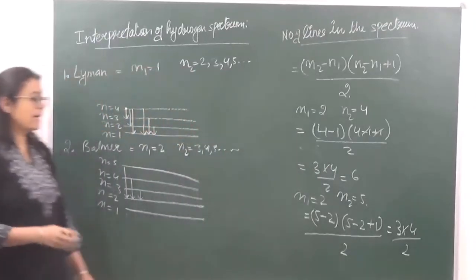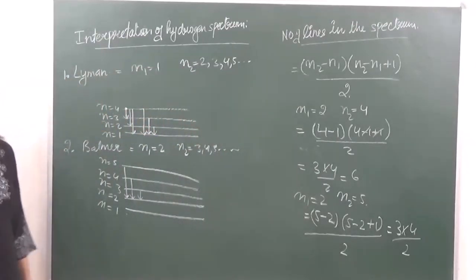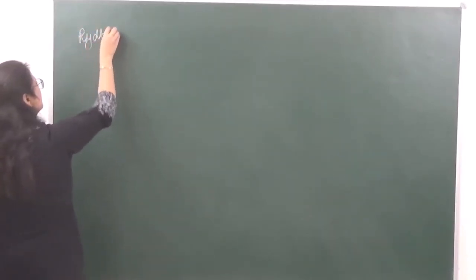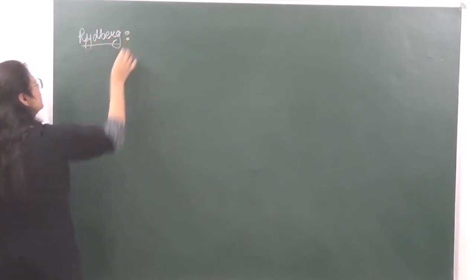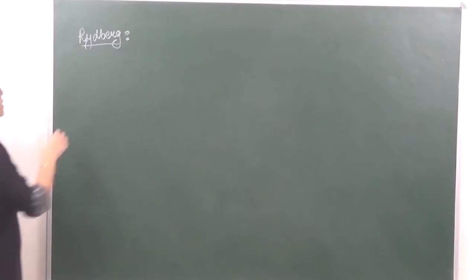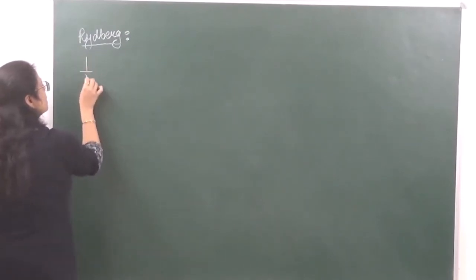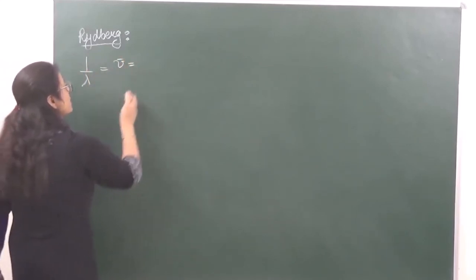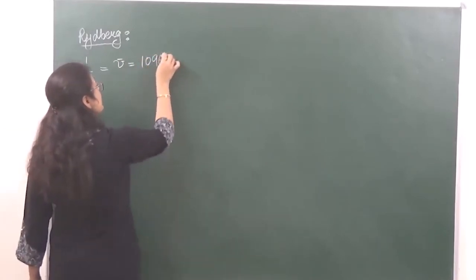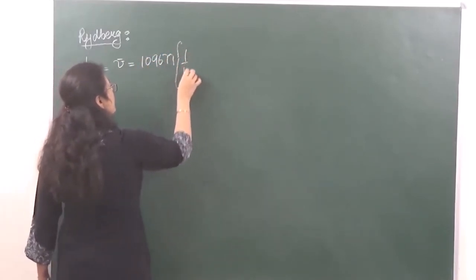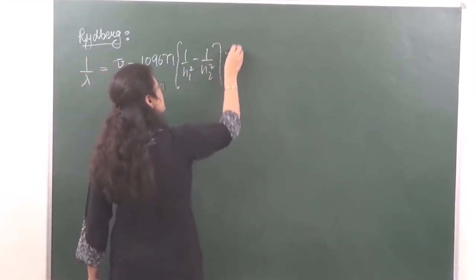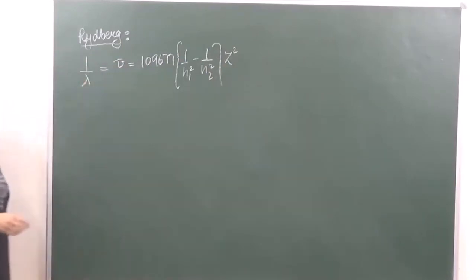Okay? So this is how you can calculate the number of spectral lines. Now according to the Rydberg equation, we saw that 1 upon lambda, that is equal to nu bar, is equal to 109677 into (1 upon n1 square minus 1 upon n2 square) into Z square. This was the Rydberg equation.